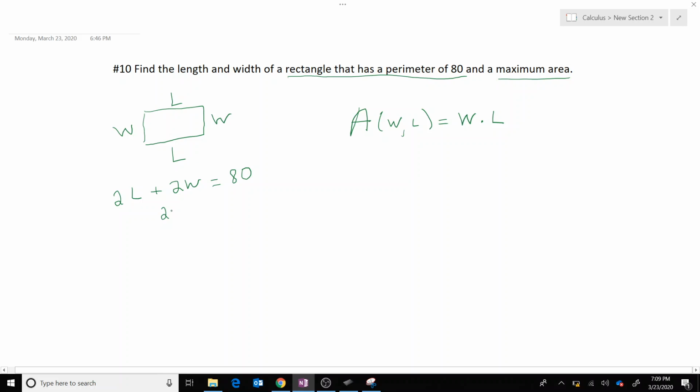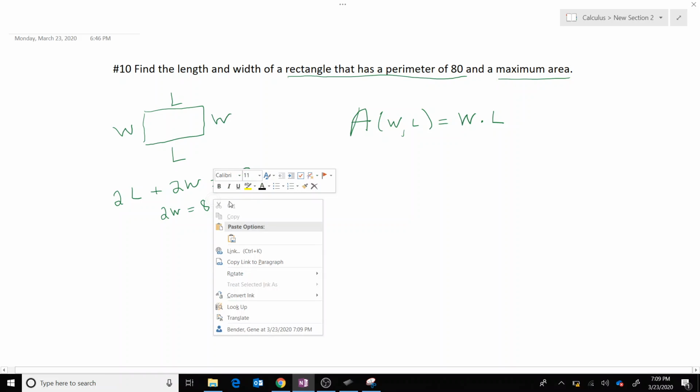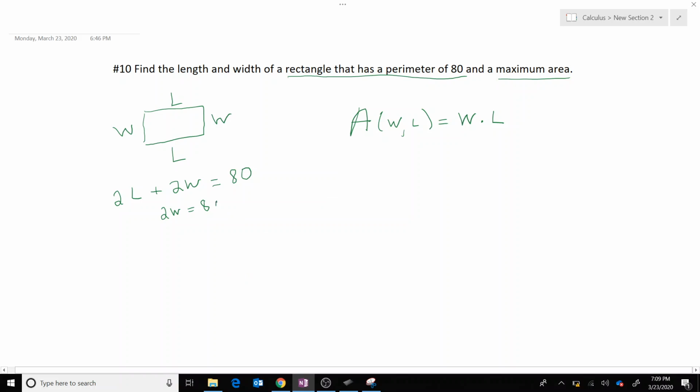I'm going to subtract length from both sides. I could have done either one, but we'll start there. I'm going to divide everything by 2. So 2w divided by 2 would be w, and 80 divided by 2 would be 40, and 2l divided by 2 would be l. Now I know that width is equal to 40 minus l.